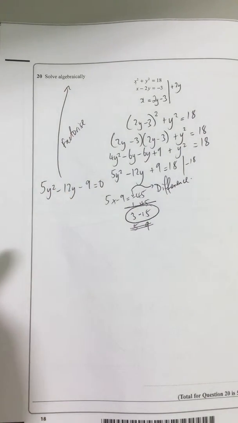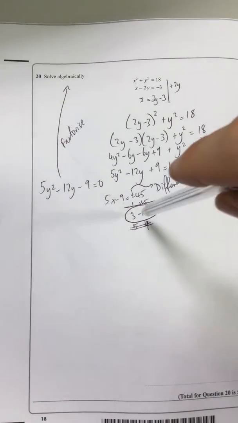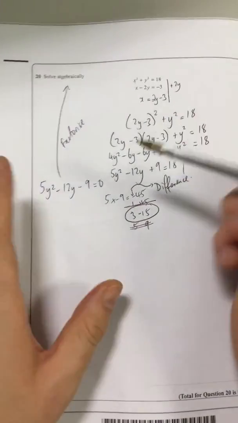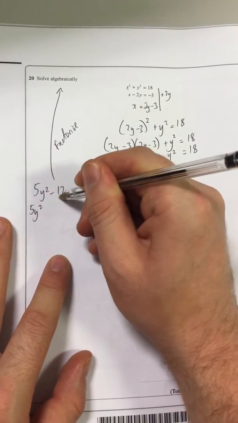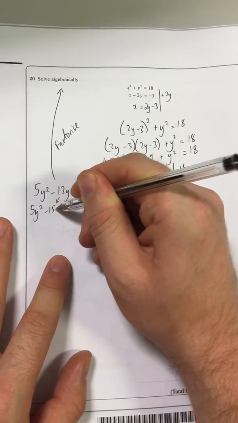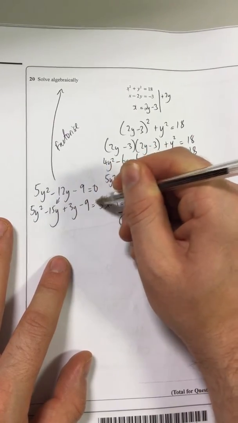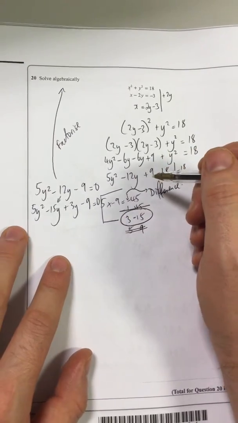On the other video that I've done for the other exams, I've done an example where you factorise and you don't put the negative at the front, sorry. So I'm not going to do it again. I'm going to show you what you should do, which is to put the negative first. So 5y squared is going to be split into minus 15y plus 3y minus 9 equals 0.